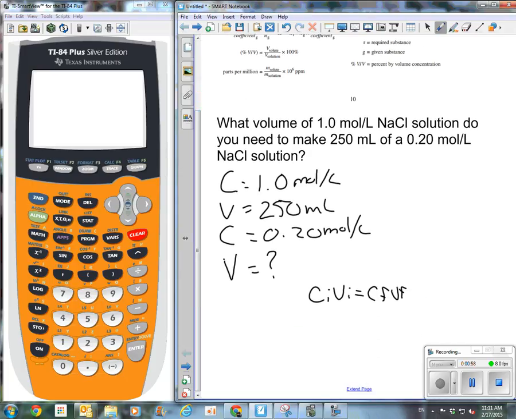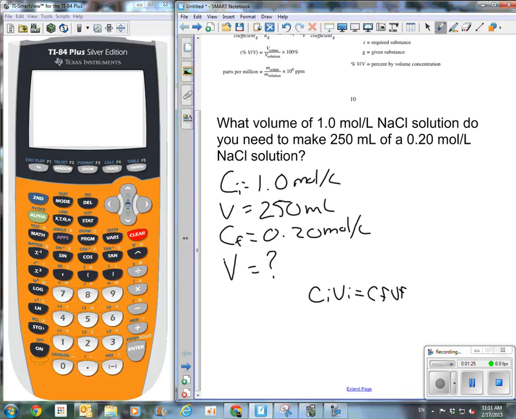Okay, well now I need to figure out which one is initial and which one's final. If we remember, the initial volume is always going to be less than the final volume, okay? And the initial concentration is always going to be more than the final concentration. Okay, well, with that information, this is going to be the initial concentration, and this would be the final concentration.